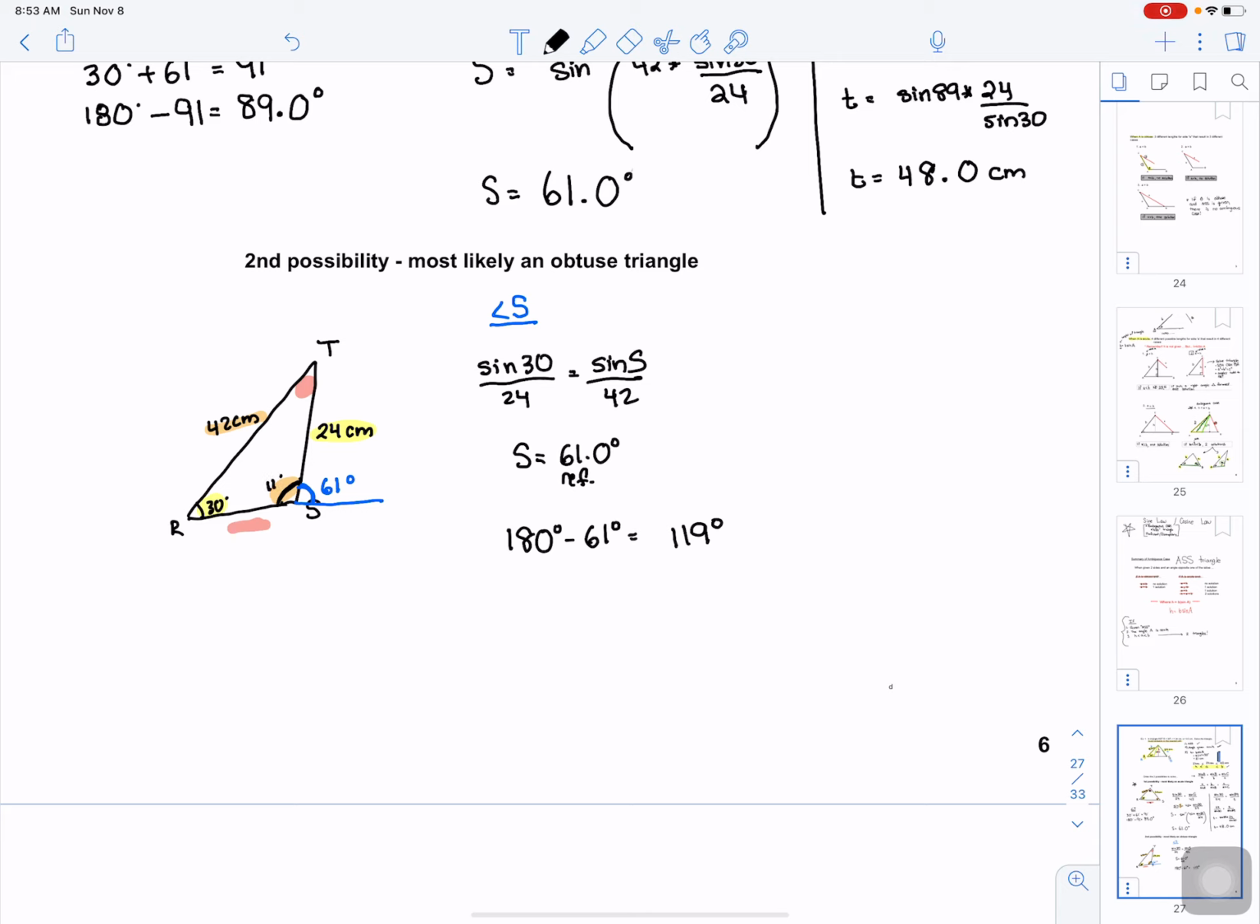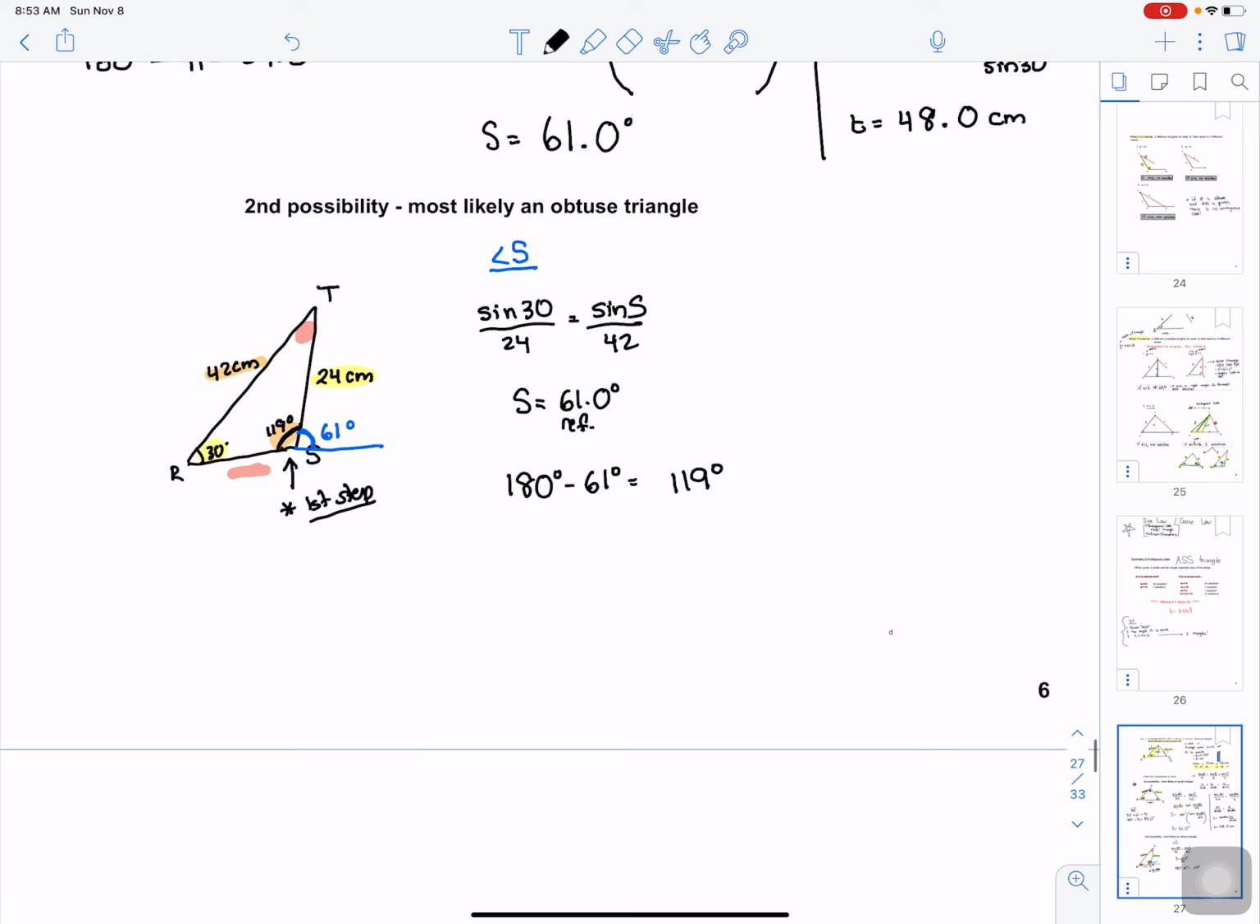So if you're solving the obtuse triangle and you try to use the sine law, you're going to get the same answer as we did in the step above. So this angle here is always your first step. And you take the answer you got from the acute triangle, you take it away from 180, which is the same step you're always going to do. That's going to give us 119 degrees.